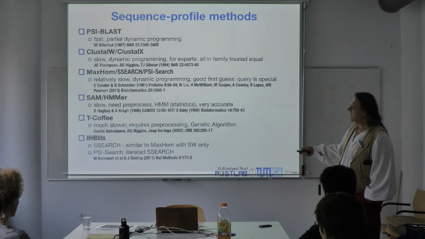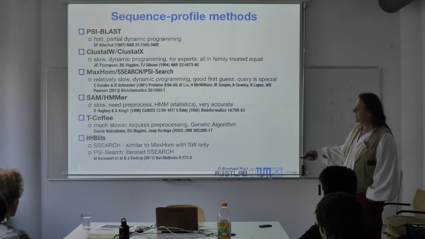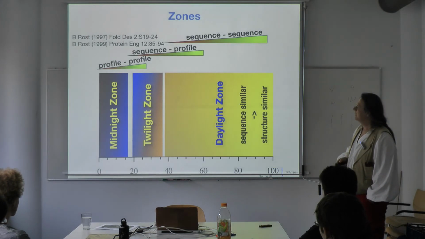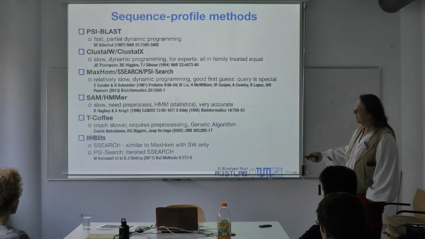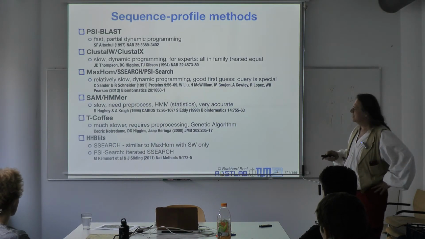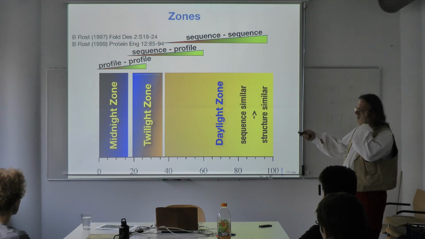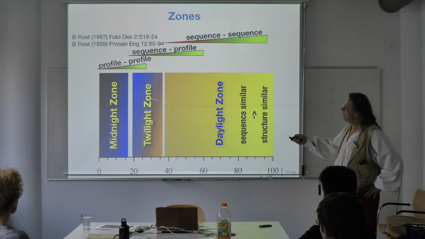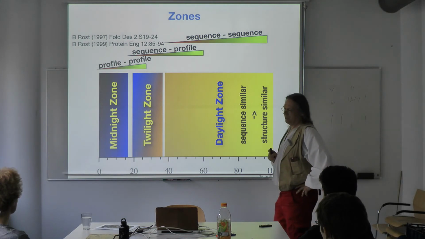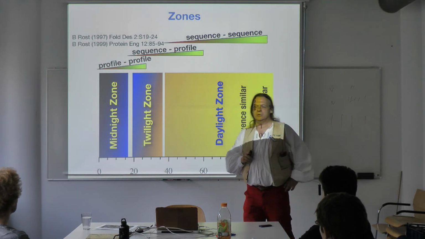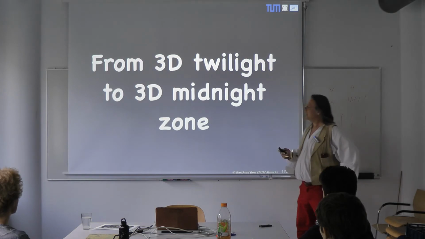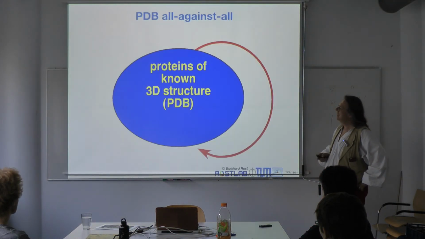That is arguably the only thing that really works in a high throughput manner for proper comparison. Not only works, but is relatively easy to use. Everybody can use it. And with these profile comparisons, we intrude deep into the twilight zone, into the midnight zone. So what is the midnight zone? Let's just look at this zone here.